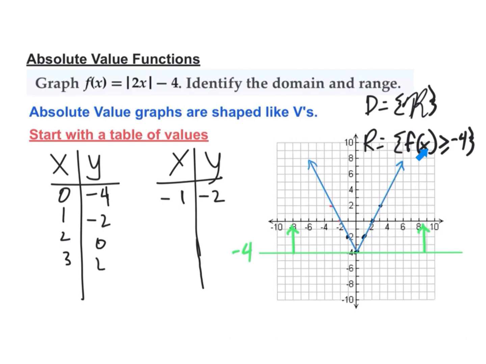What this is saying is f of x or y can be anything greater than or equal to -4. And if you think about it, these are the y's. This goes up forever. So the y, the range, can go up forever.